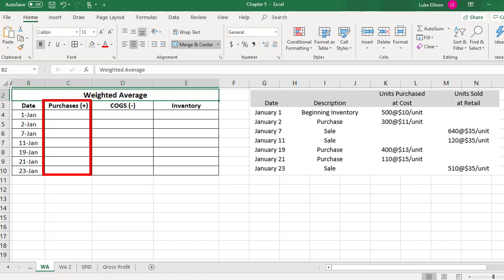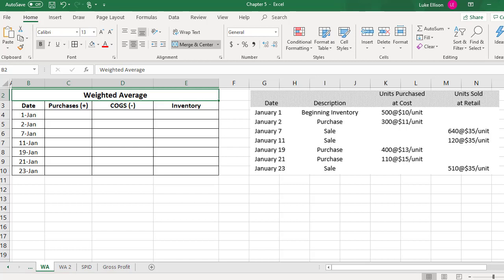The next column is cost of goods sold, and we will use this column anytime the company sells some of its inventory. I have a minus sign here because sales subtract from our inventory. The third column is inventory, which is where we will keep track of how much inventory the company has as of the given date. We need to add to the inventory column anytime there is a purchase, and subtract from the inventory column anytime there is a sale.